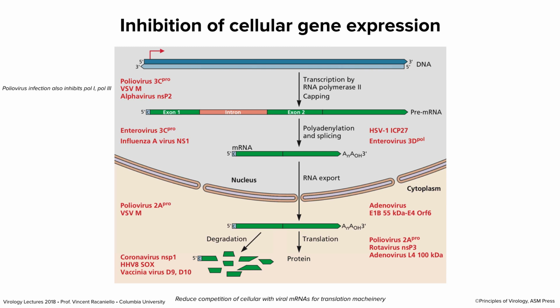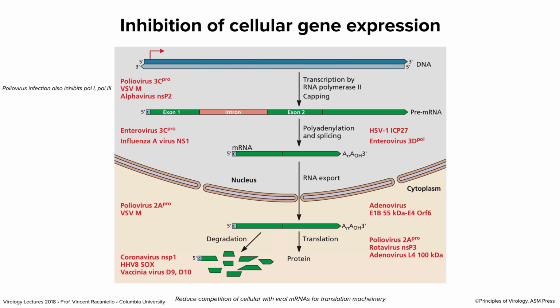And also capping can be inhibited. Splicing and polyadenylation can also be inhibited. Enterovirus, influenza A virus, and a herpes simplex virus protein inhibit splicing. Enterovirus also inhibits polyadenylation. And then, of course, we have to export the mRNA, and there are virus proteins that interfere with export. Remember, export has to occur through nuclear pores. And those are listed here.